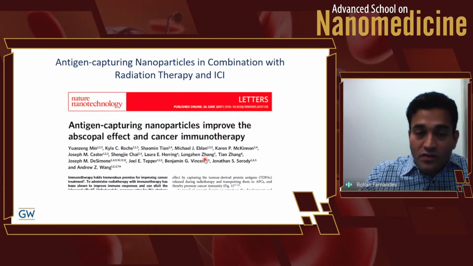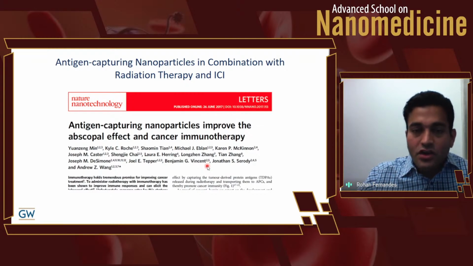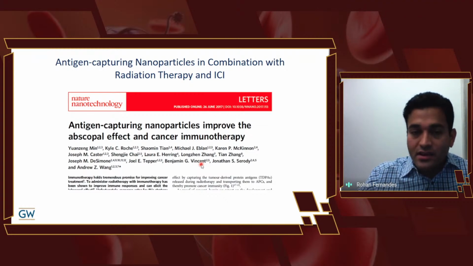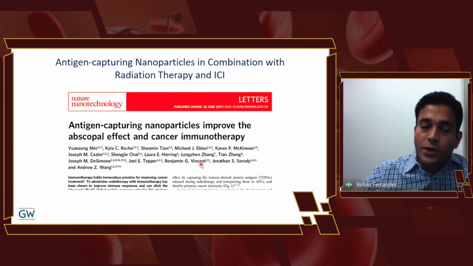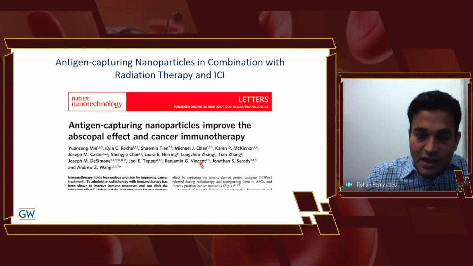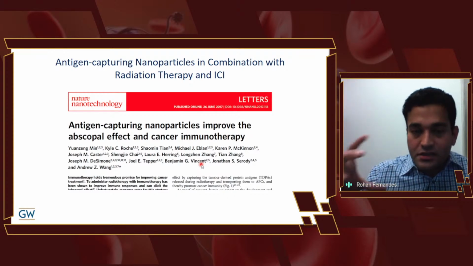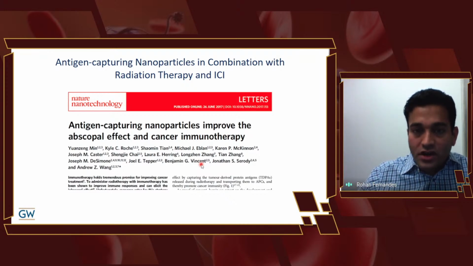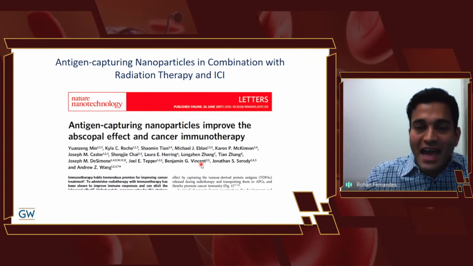In fact, the importance of antigen capture was first described in a paper around 4 years ago, where people used radiation therapy in combination with immune checkpoint inhibitors for melanoma. What they found was administering an antigen capturing nanoparticle improved the abscopal effect of this combination therapy. So even there, where they were using radiation therapy, they found that addition of this exogenous agent that serves as a platform to which all these dying tumor cells release their contents and then bind was advantageous to generating an abscopal effect.